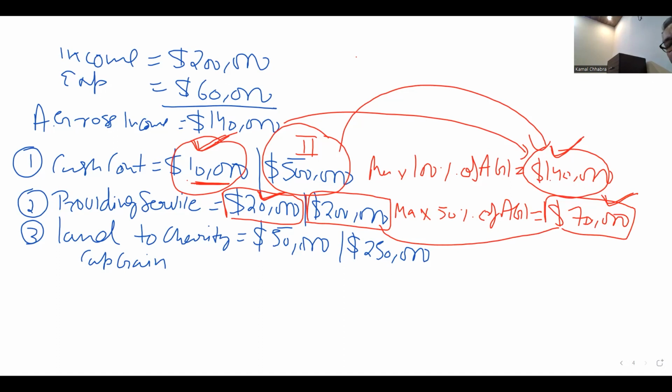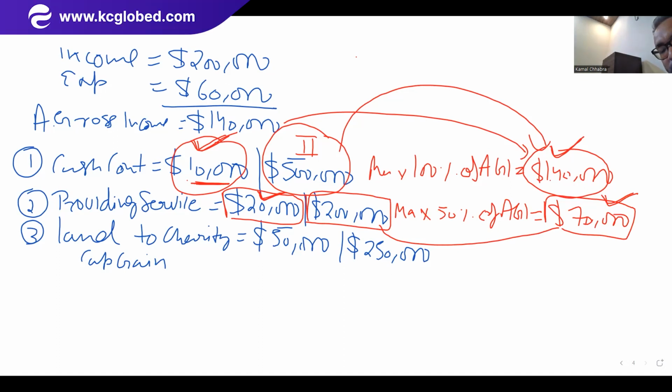The third scenario is providing long-term capital assets on which you have some gain on the transfer. In that scenario, the maximum is 30% of AGI. What is 30% of 140? Can you do the math for me?